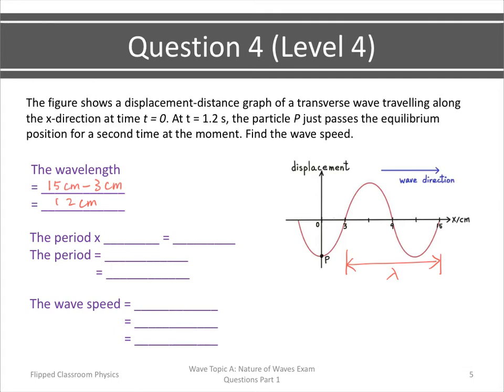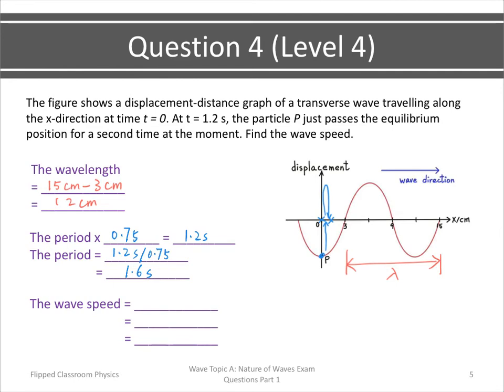Now look at the particle P. As the question tells us that the particle P will go up, pass through the equilibrium position, and then go up again, down to pass the equilibrium position the second time. So the time it used is 1.2 seconds and it used 0.75 period. So one period is 1.2 divided by 0.75. So the period will be equal to 1.6 seconds.